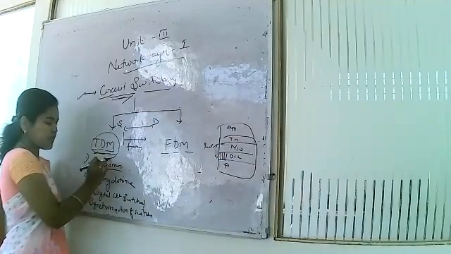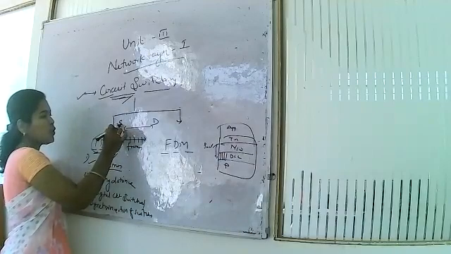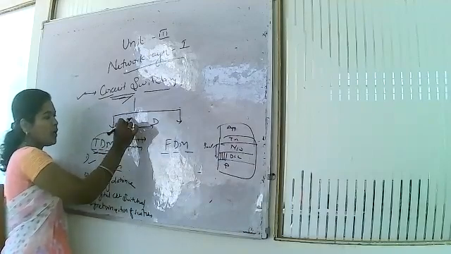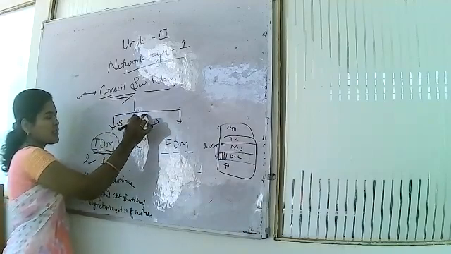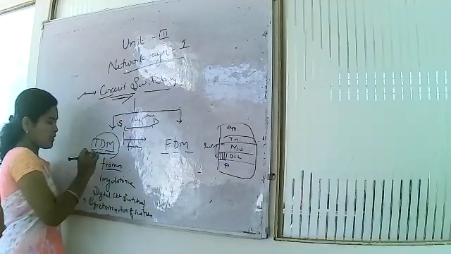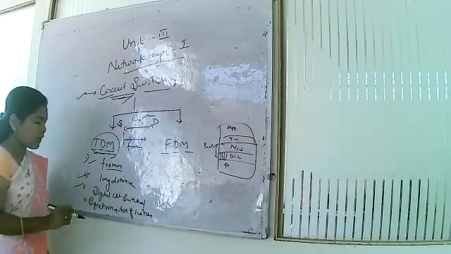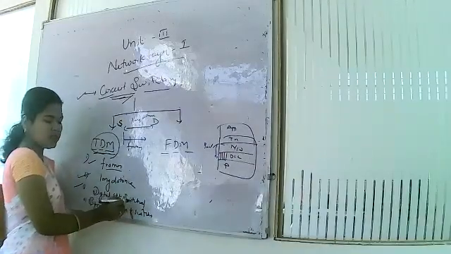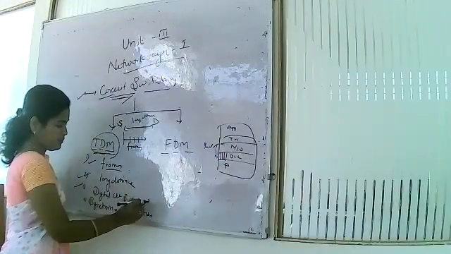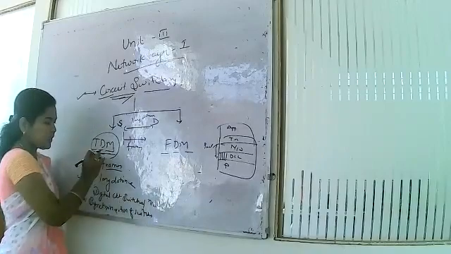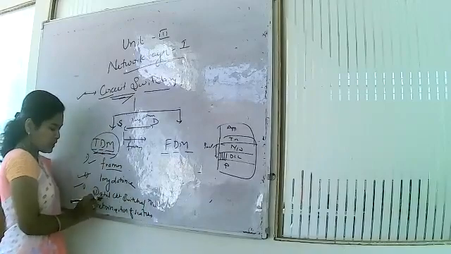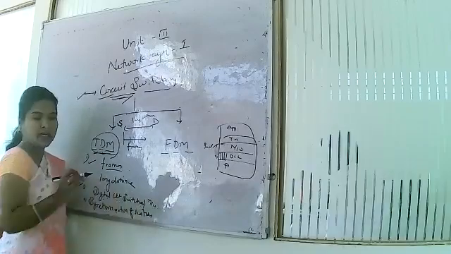Where are we using time division multiplexing? Where the source and destination are in long distance. If the distance is large, then we are using the TDM. This is the second point. And it is also called as digital circuit switched network. TDM is also called as digital circuit switched network.